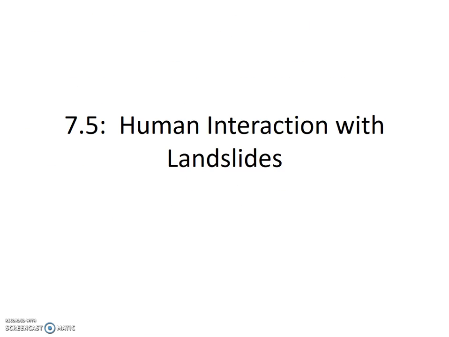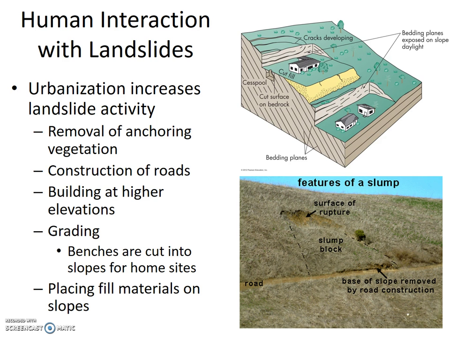7.5 Human interaction with landslides. Urbanization increases landslide activity through removal of anchoring vegetation, construction of roads, building at higher elevations, improper grading of benches cut into slopes for home sites, migrating will not cause landslides, and placing fill materials on slopes.